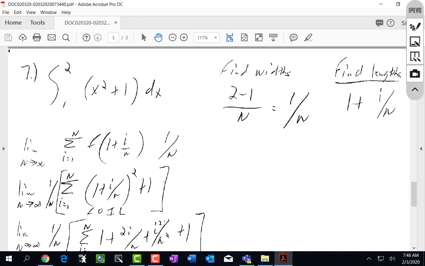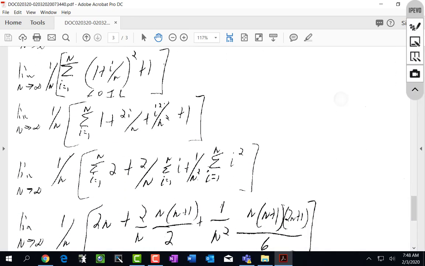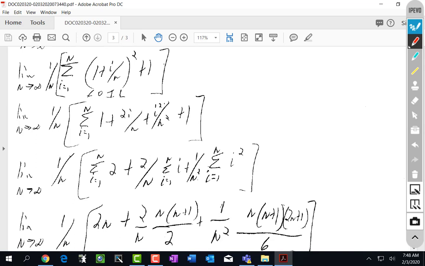Now when you FOIL this out, so first, outside, inside, last. So notice again, here's my constant. So first, it's going to be 1 times 1, which is 1. Outsides is i over n, insides is i over n. When I add those together, I get 2i all over n. And then my last, which is just right here, is going to be i squared all over n squared. And I still have my plus 1.